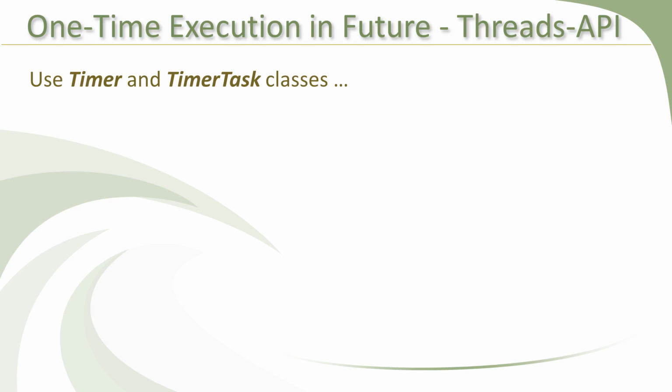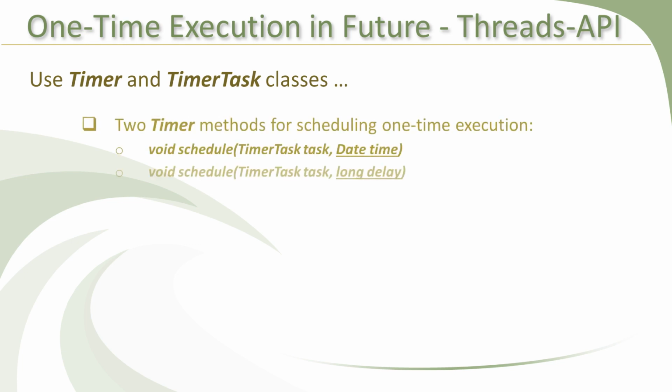Hello dear friends. In this video, we will discuss how to schedule tasks for a single execution in future using the Threads API. As discussed previously, there are two overloaded methods named schedule in the timer class that can be used for this purpose. Both take a timer task as the first parameter. The second parameter is date in one and long in the other.